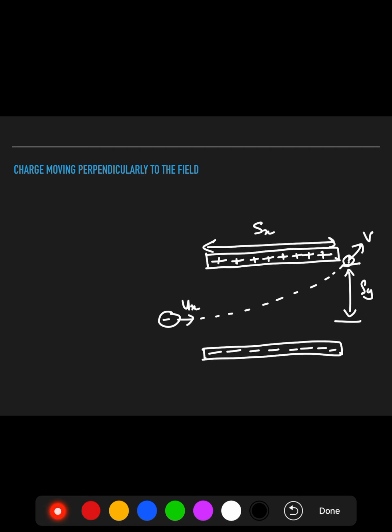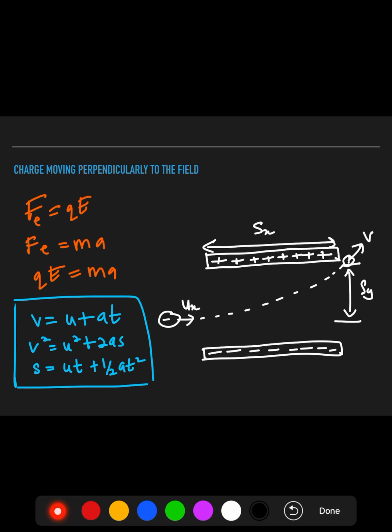For this case, I drew a diagram in the illustration. The initial velocity will be deflected to the final velocity along the parallel plate. And then it is going upward because it is attracted to the positive plate. The negative charge is attracted to the positive plate. So the difference in the vertical direction from the top to the initial point we call SY, and the distance along the plate we call SX.